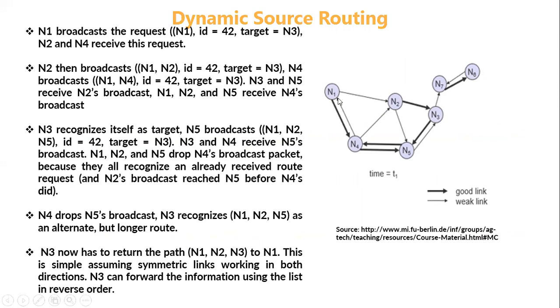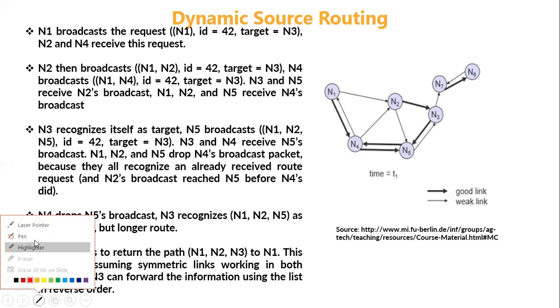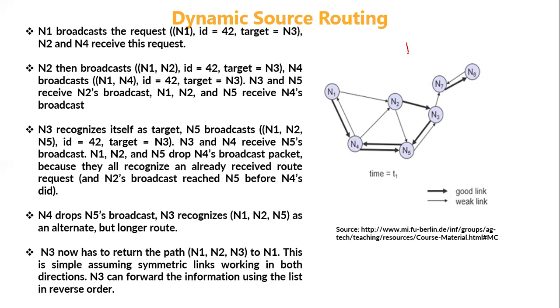Consider this right side diagram. Let us assume that at this point of time, this is how the network looks like. This is the diagram which we already discussed, so no explanation is required. The dark link represents a good link and the lighter one represents a weak link. Now let us see how a path can be identified from N1 to N3 using DSR.